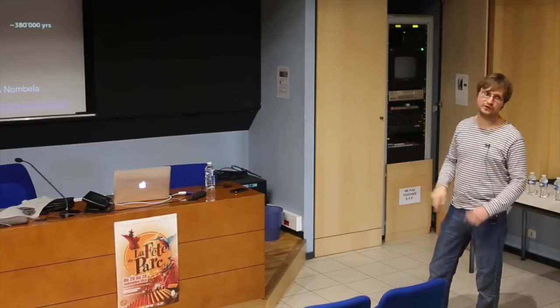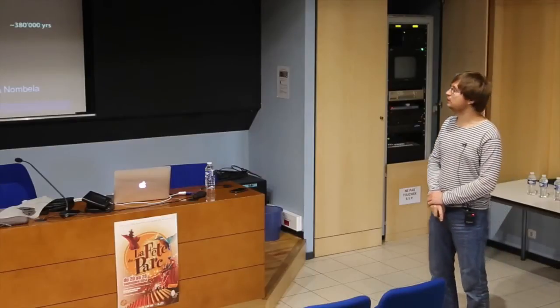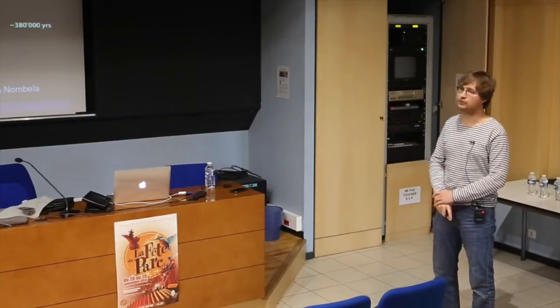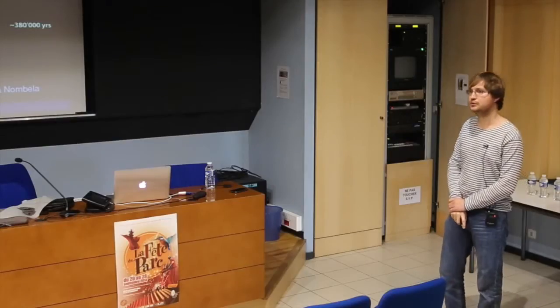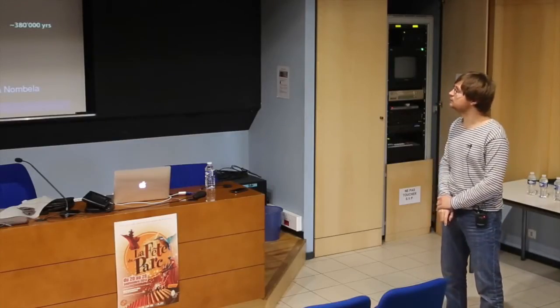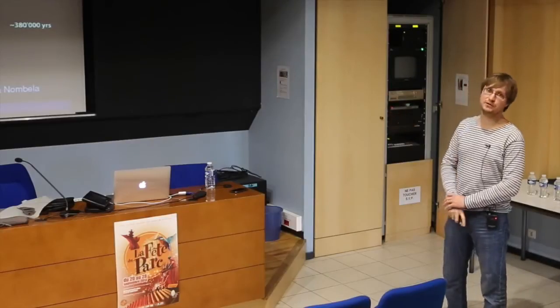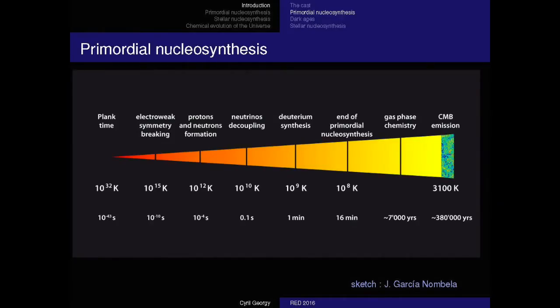And then as the temperature decreases, you go to lower and lower energy reactions. So you authorize the formation of different types of elements. So you have first the deuterium synthesis at 1 billion degrees, roughly after 1 minute. And during this 1 minute and 16 minutes, basically all the nucleosynthesis that is allowed during this history is made. So after the first 16 minutes of the evolution of the universe, you have finished with the primordial nucleosynthesis. Then you can have kind of gas phase chemistry here to build some first molecules.